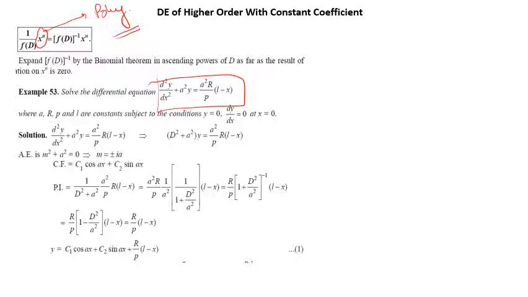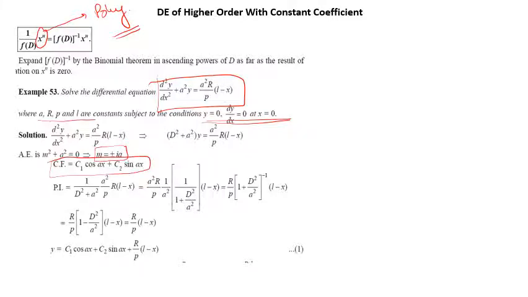What is the problem? d2y by dx square plus a square y equals a square r by p l minus x. These are all constants. Subject to this, some conditions are given. Then the auxiliary equation of the differential equation is m square plus a square equal to 0, m is equal to plus minus ai. Since it is a complex root, the complementary function is given by this.